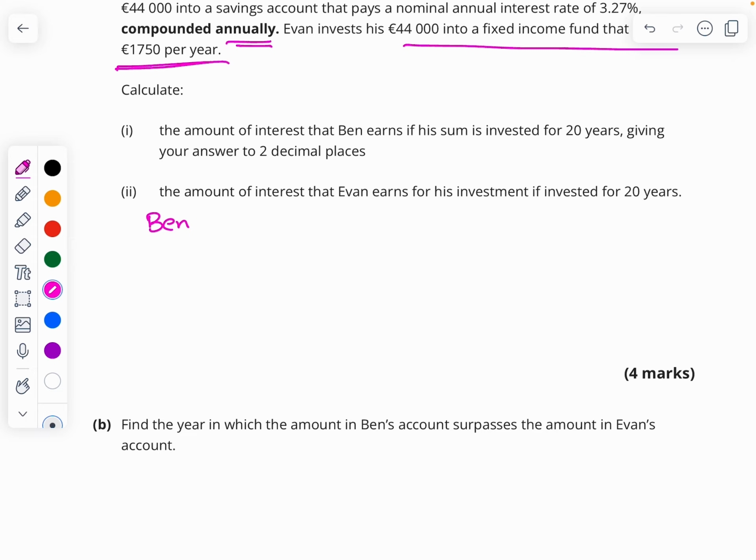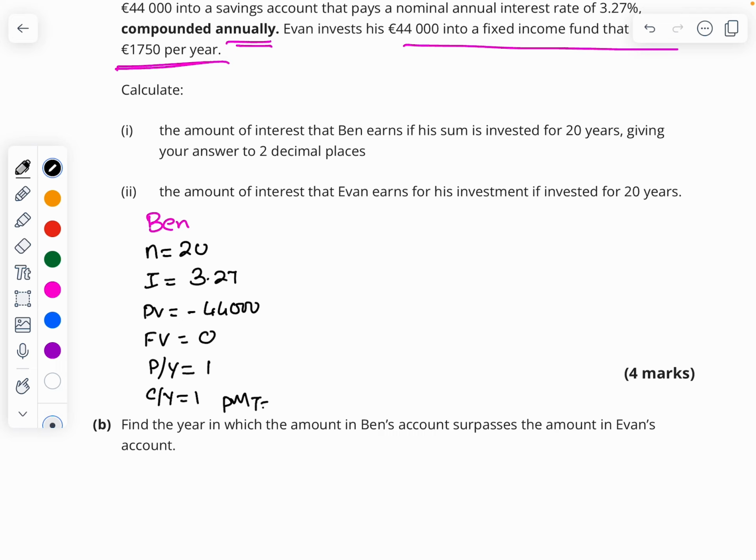So in that case, N equals 20. Interest rate is going to be 3.27%. Then present value is minus 44,000. Then future value we have to calculate, which is going to be 0. P/Y is going to be 1 because compounded annually. C/Y is also going to be 1 and PMT is going to be 0.